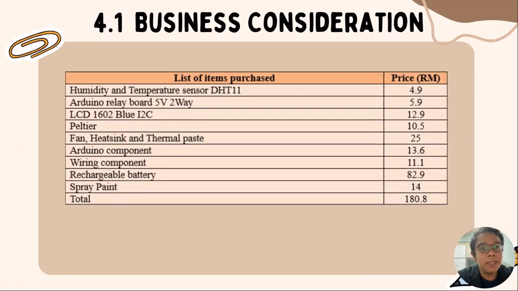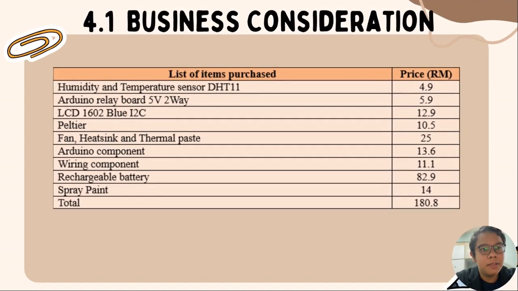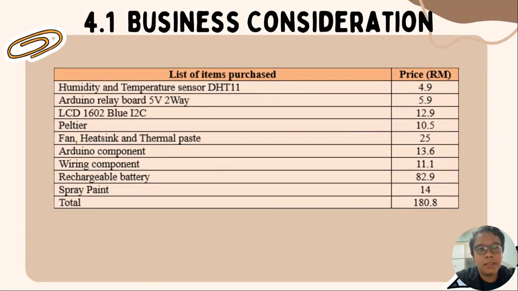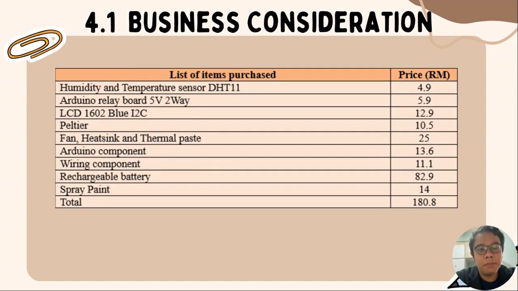Now, I would like to present about the business consideration. So this is the list of items that I have purchased. The first one is humidity and temperature sensor. Second one is Arduino relay board. Next one is LCD, blue LCD. Next one is Peltier. Next one is fan, heatsink and thermal paste that I bought together in a set. Next one is Arduino component, wiring component, rechargeable battery and a spray paint.